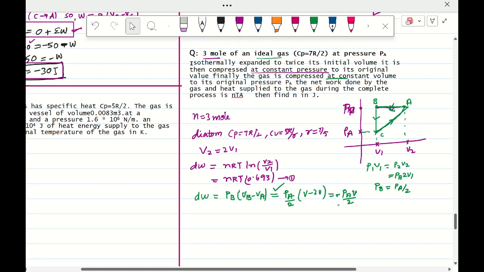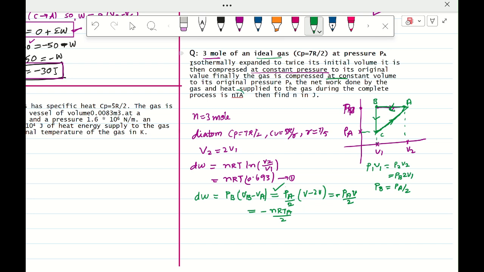So here PAV, by the ideal gas equation again, equals minus nRTA by 2, because the answer is asking in terms of nTA. So this is equation 2. Now it is asking for the total work done, the net work done, and the heat supplied to the gas. Both are equal here because it's a cyclic process. Therefore sigma dQ is equal to sigma dW. That implies sigma dW is equal to the sum of nRTA into 0.693 minus nRTA by 2.